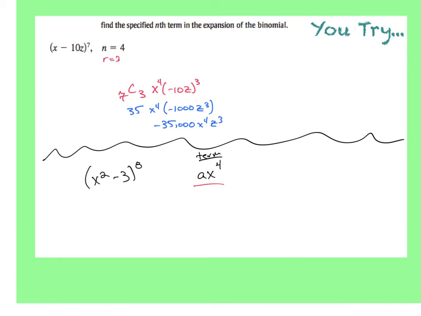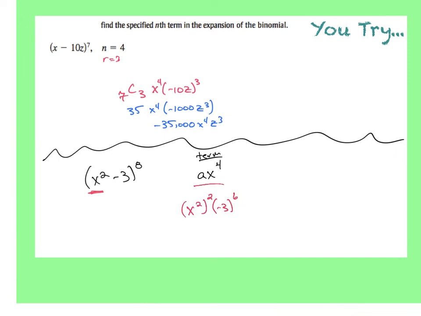I have x squared minus 3 quantity to the power of 8. And I need to find my x to the fourth term. So if I have x to the fourth and I'm left with an x squared, what would I have to do to that x squared to be raised to the power of 4? I have to raise it to a power of 2, which means negative 3 would have to be raised to a power of what? 6, because they have to add up to 8. So what did that tell me? What is my r? 6. It told me my r is 6 because those have to add up to 8.